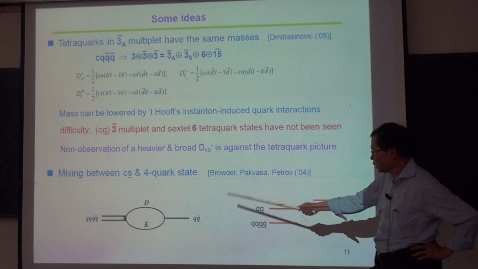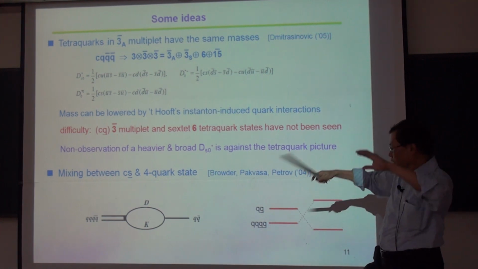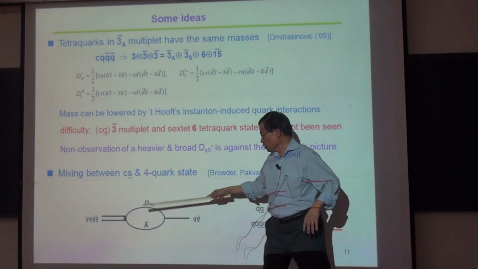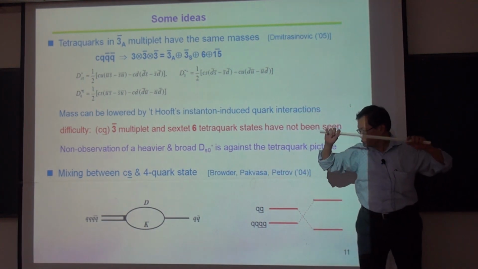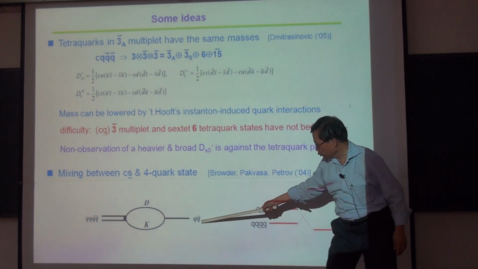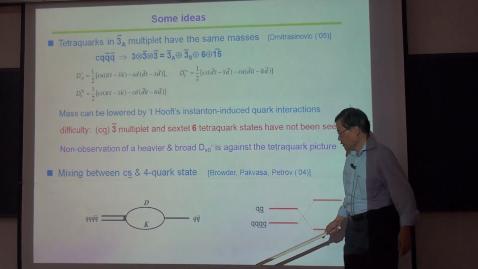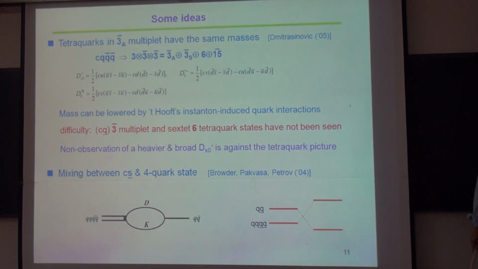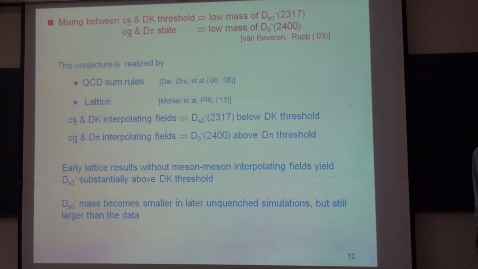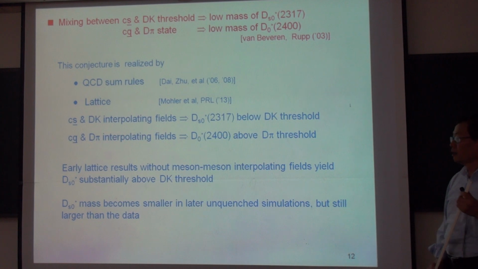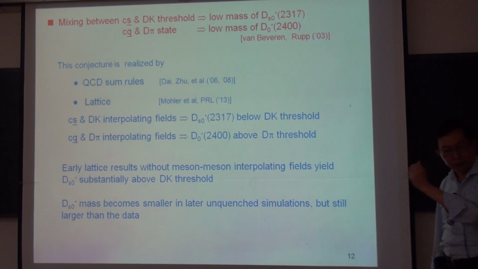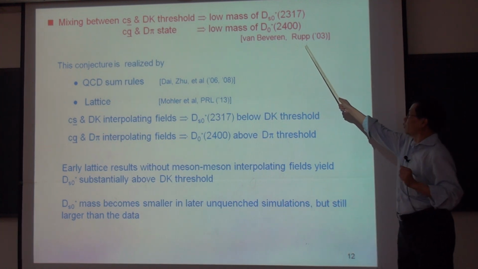Alex Petrov, they proposed maybe the mass of the scalar charm meson is pushed down because of the mixing between two-quark and four-quark states. It's not appealing anymore because we don't have a pure charm quark meson state. Actually, it's just a breakthrough in this field. It's due to two Portuguese, one background group.